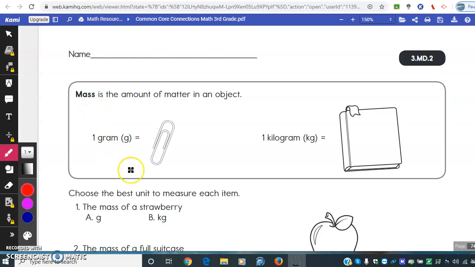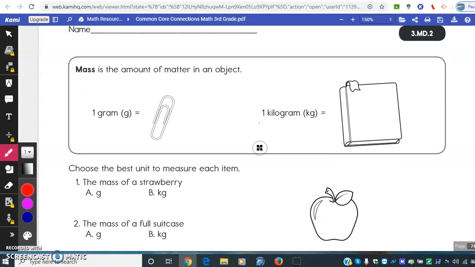The reference box here shows you that 1 gram weighs about the same as a paperclip, and a kilogram weighs about the same as a hardcover textbook. So when you think about gram, think paperclip, and when you think about kilogram, think of a hardcover book. And our job is to choose the best unit of measure to measure each item.